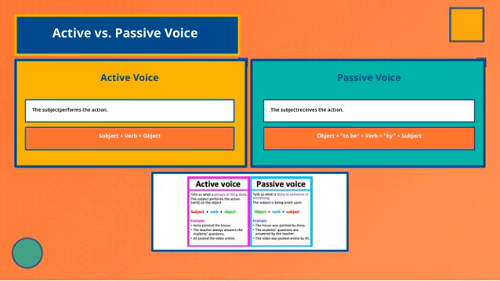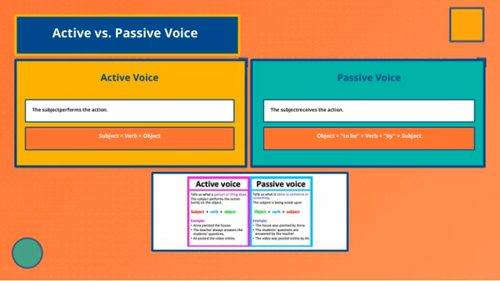Let's talk about active versus passive voice, which is a key concept in clear and effective writing. When we use the active voice, the subject of the sentence is actually performing the action. For example, "The researcher conducted the experiment." Here, the focus is on who is doing the action, the researcher. The structure is straightforward: subject plus verb plus object.